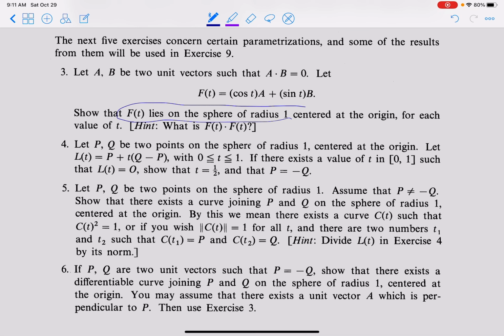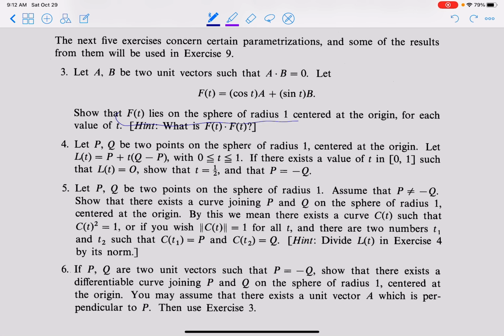Show that this curve lies on a sphere of radius 1. So actually these vectors can be in any dimension as long as they're on the sphere. So maybe A is like over here. Its endpoint is on the sphere, and B has to be at 90 degrees to it. And then we can use them to make a circle that goes around the sphere. And we can even do this in higher dimensions as long as A and B are unit vectors whose dot product is 0. Okay, so this is how to make circles in higher dimensions.